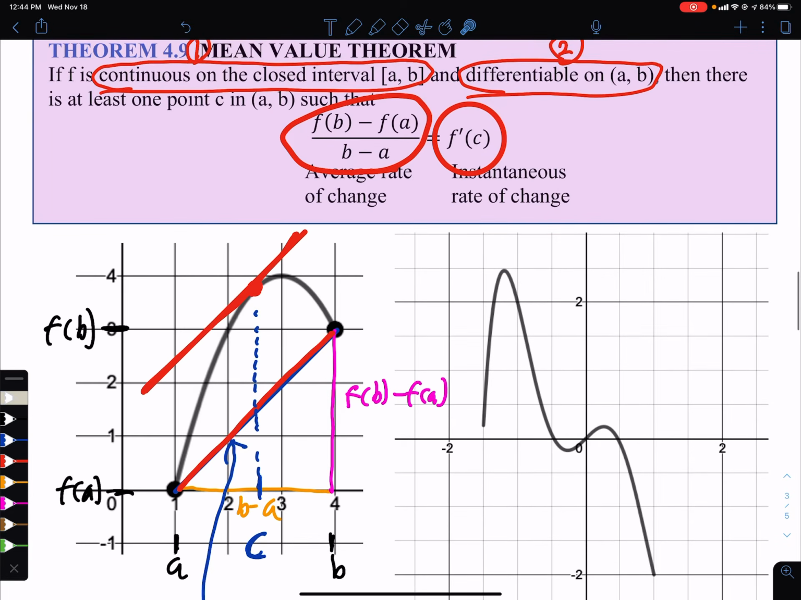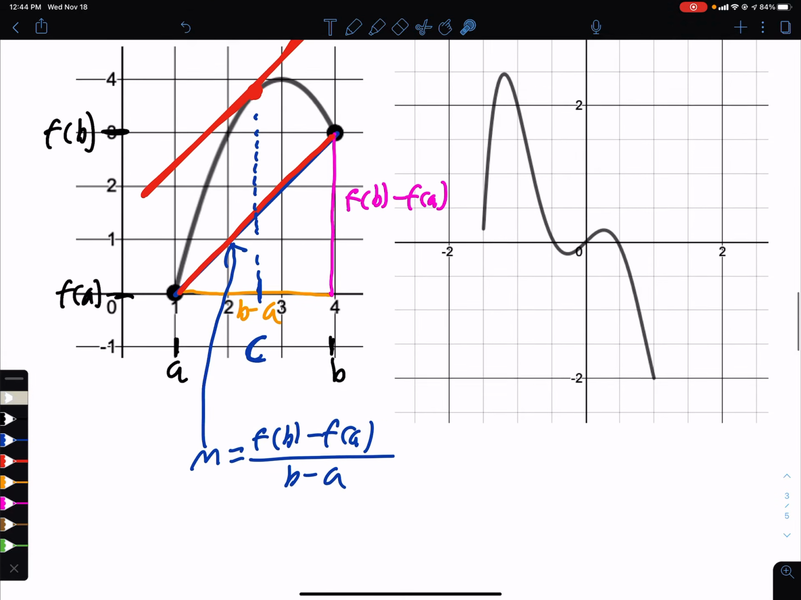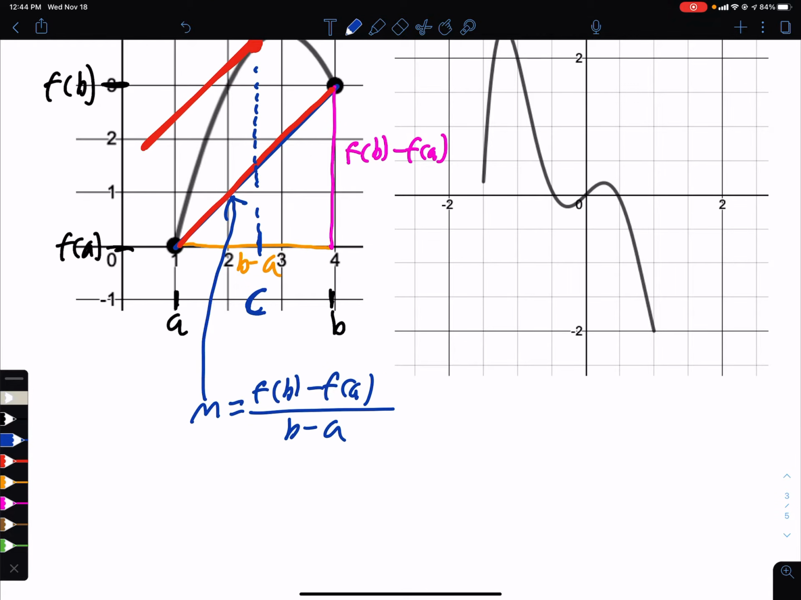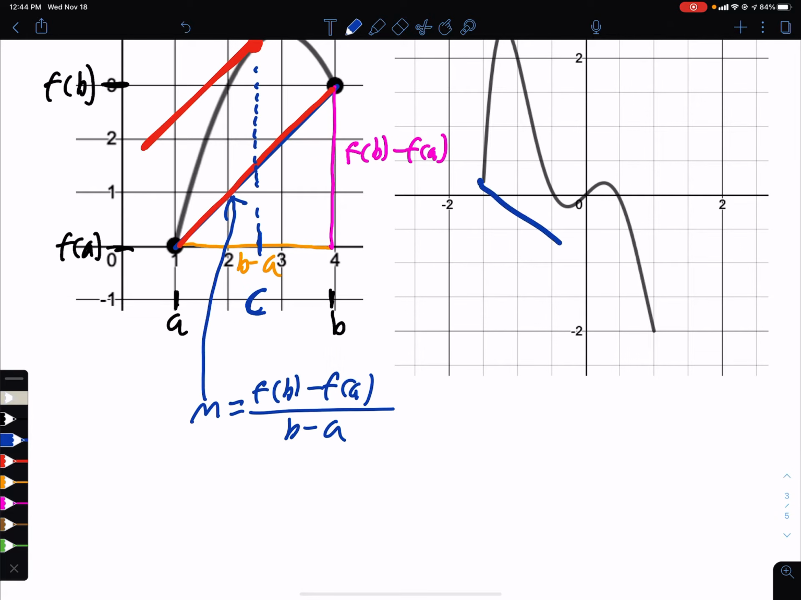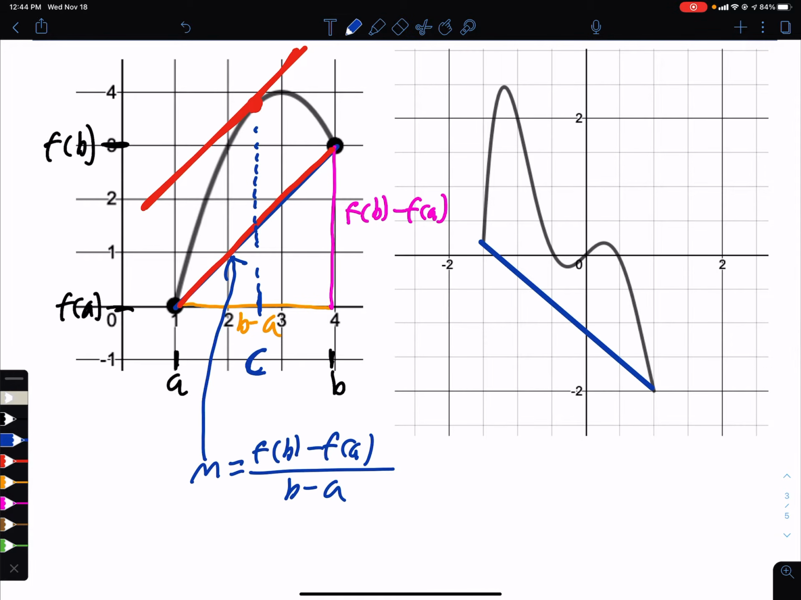Okay. Now, why does it say at least one point C? I'll give you an example with this one. We will draw the f of b minus f of a over b minus a, the average rate of change, right there. There is the average rate of change. So I'm going to draw a line parallel to that. And we'll see where the slope of the tangent line is equal. It looks like right there, right? So I have found one point right there. That's going to be my C. We'll call that C2 because the other one's to the left.